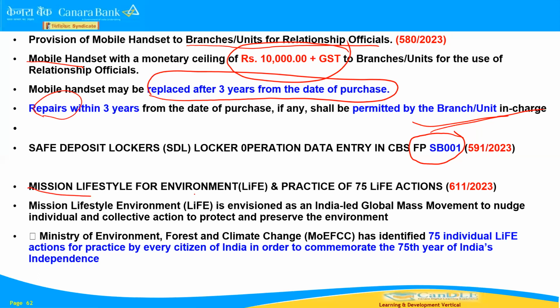Mission LiFE, these are government guidelines, 75 LiFE actions. These are 75 individual life actions to be practiced by every citizen. The Government of India has given a call. So remember, 75 LiFE actions. To protect and preserve the environment, they have given some 75 actions that we can do.